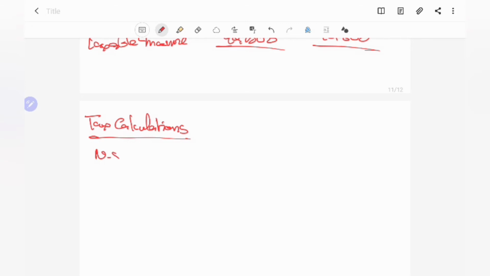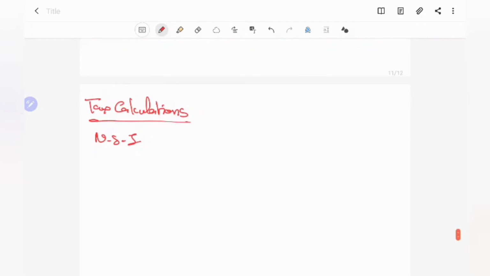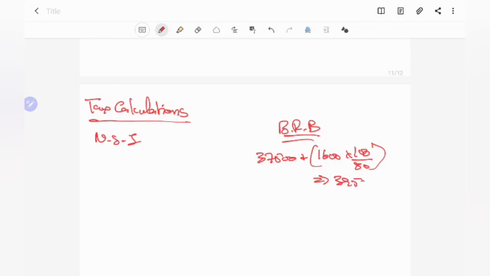Non-saving income. Firstly, we have to increase the basic rate band because we have the gift aid donation. So 37,500 plus 1,600 multiplied by 100 divided by 80, and I will get 39,500.